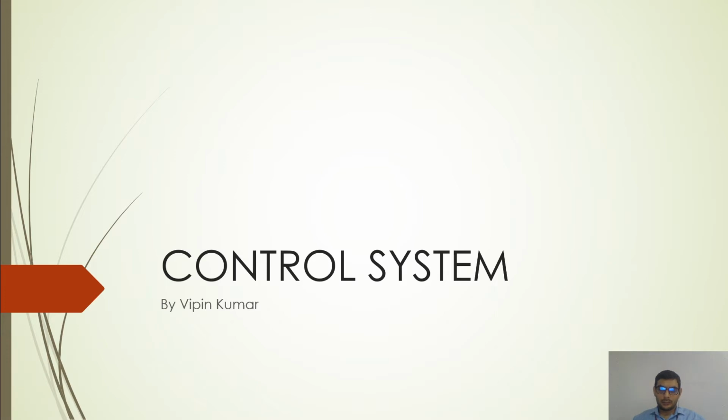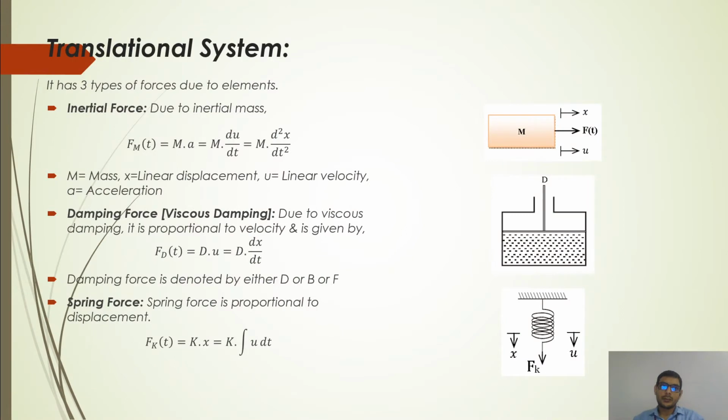Hello everyone, let's start with the second lecture of control system. Today we will study the translational motions, basically mechanical systems. It is composed of three types of forces. Number one is inertial force, second is damping or viscous damping force, third is spring force.